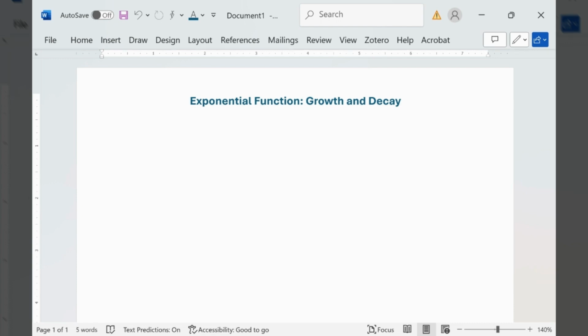So the formula for exponential function is y equals a times b raised to x, or y equals a, sometimes you're going to see a parenthesis, b raised to x.